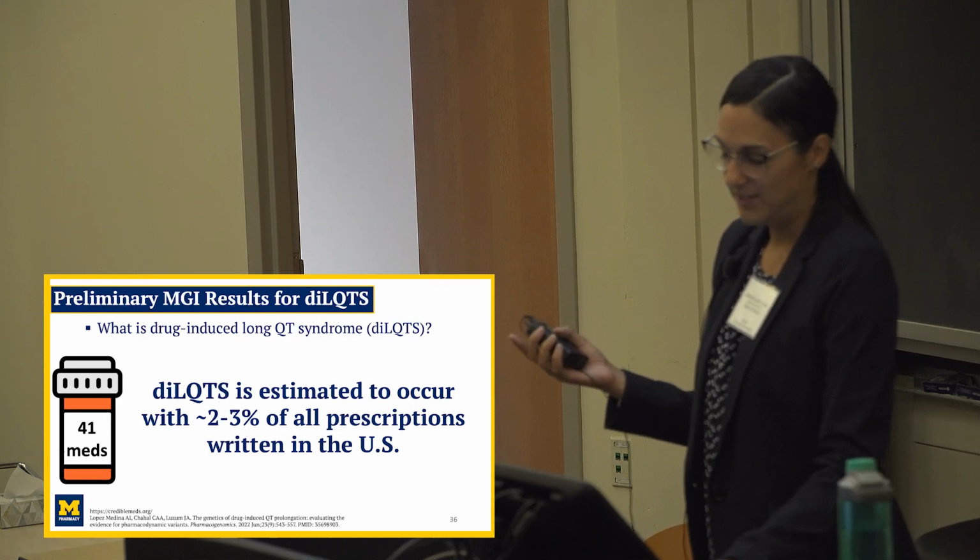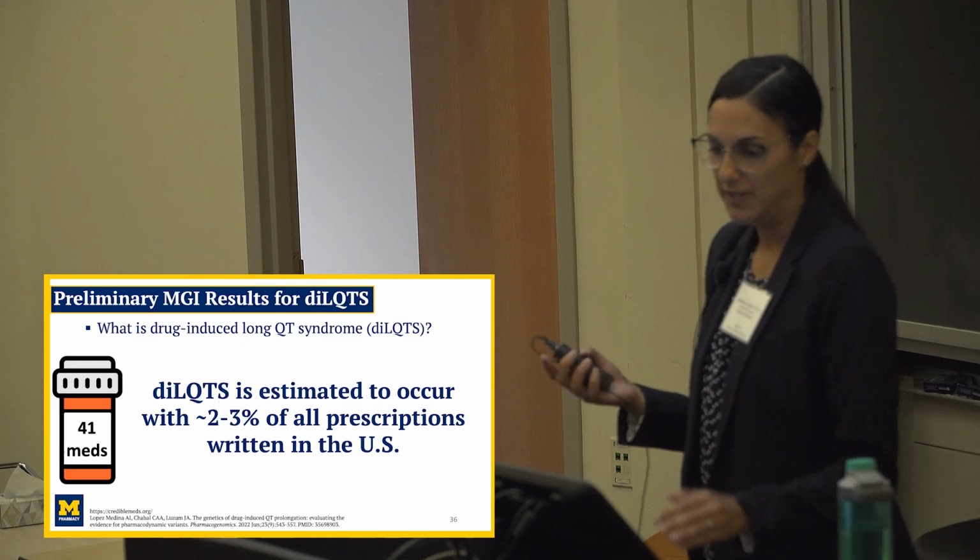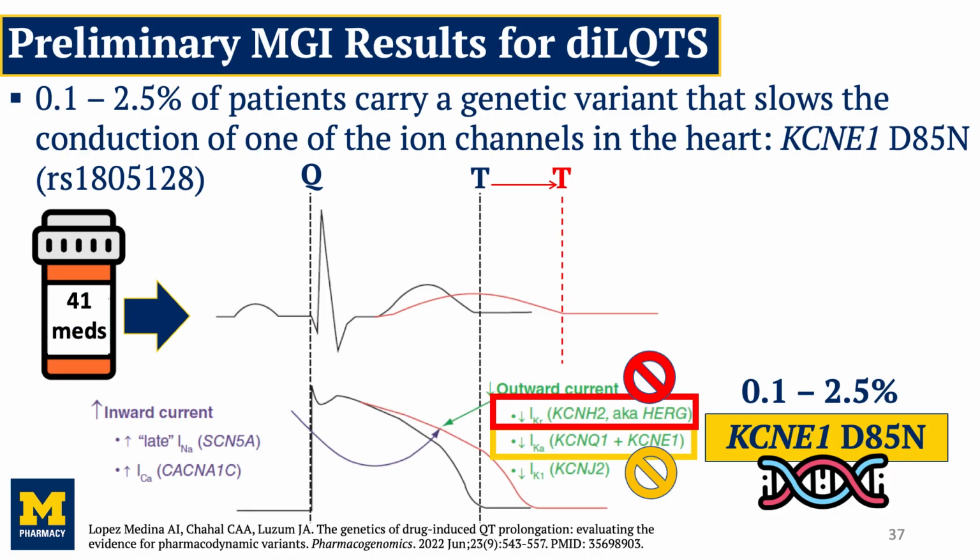So why are we using MGI to study this adverse drug reaction? One of the reasons is a candidate gene we're focusing on. About 0.1 to 2.5% of patients, depending on ancestry, carry a genetic variant that slows conduction of one of the ion channels in the heart. This variant is KCNE1, D85N, or rs1805128.